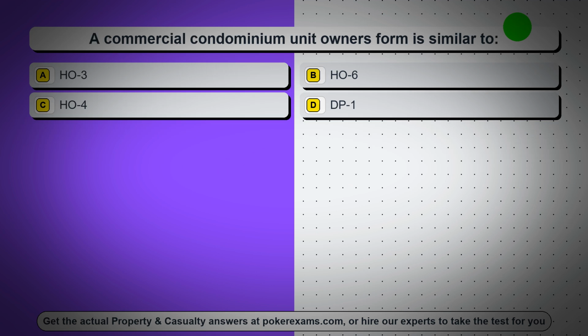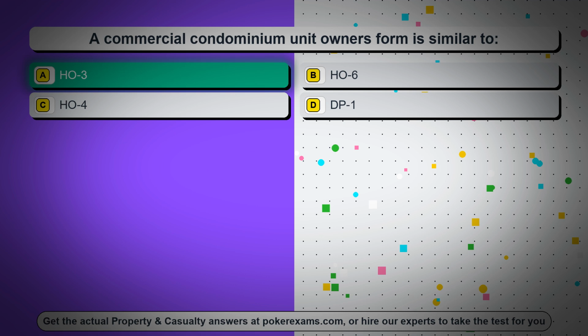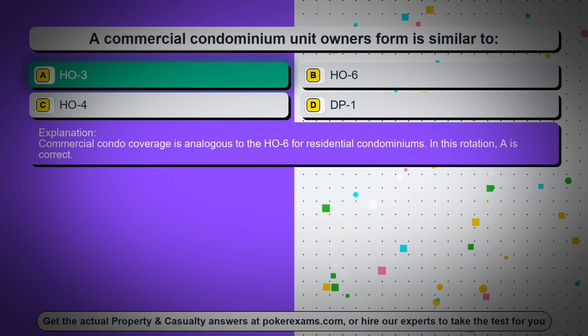Question 58. A commercial condominium unit owner's form is similar to: option A, HO 3; option B, HO 6; option C, HO 4; option D, DP1. The correct answer is option A, HO 3. Commercial condo coverage is analogous to the HO 6 for residential condominiums. In this rotation, A is correct.